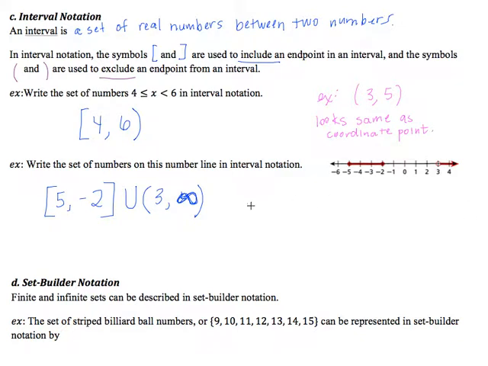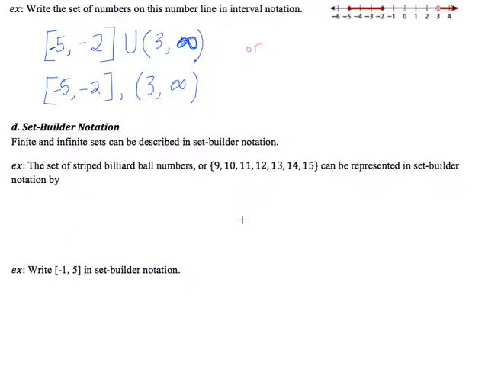Or the alternate choice here would have been to put, oops, I left off a negative sign, -5, comma, -2, comma, 3 to infinity. I'm not picky about which you put, whether you put a union or a comma sign.